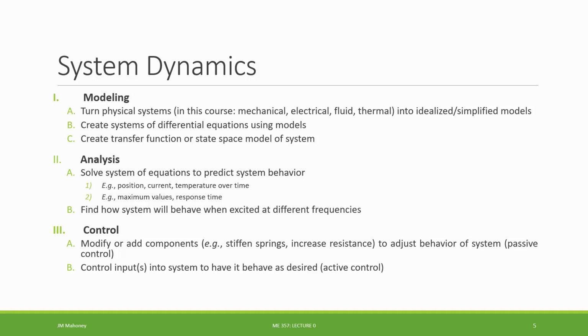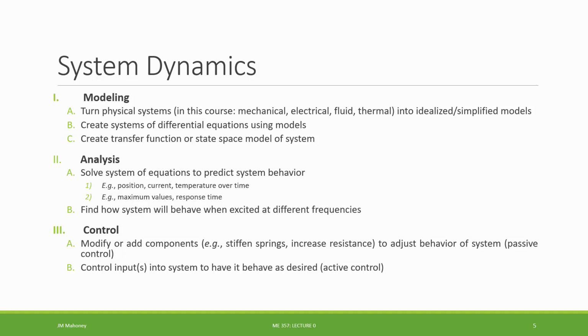In passive control, we might look at our system and its behavior and say, okay, well, we need to modify some of the elements in our system so that it has the behavior we want. So maybe we're going to swap out some springs, we're going to make them stiffer or looser, we're going to increase or decrease a mass in the system, maybe we'll have a resistor with a higher or a lower resistance so that we get the behavior we want. And this will be what I call passive control, changing the actual elements in the system to get the behavior that we want.